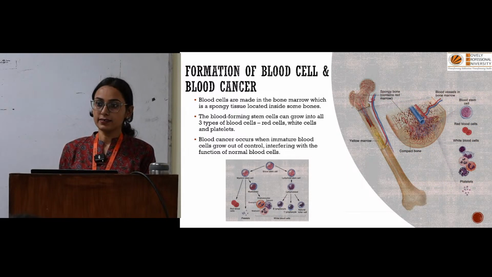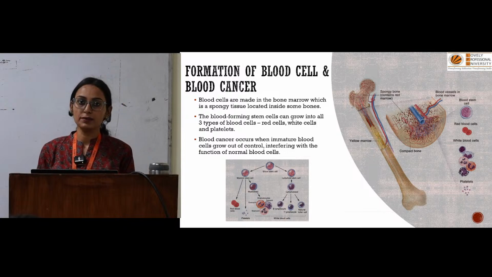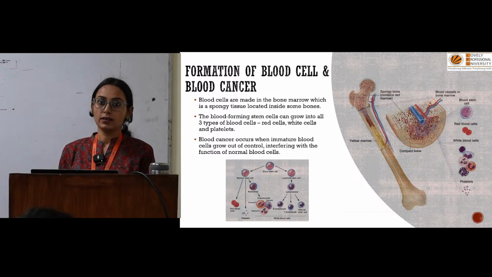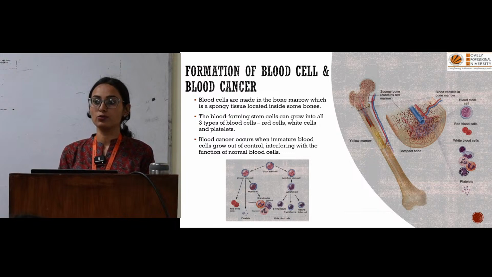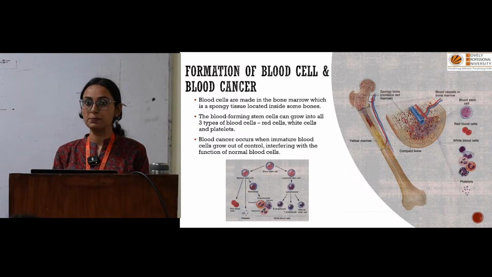Okay, now the blood cancer. So how actually does blood cancer occur? We have bone marrow. Bone marrow is a spongy tissue which is inside various bones, such as the pelvic bone, the skull bone, and the spinal bone. So over there we have the bone marrow. Bone marrow generates the stem cells.